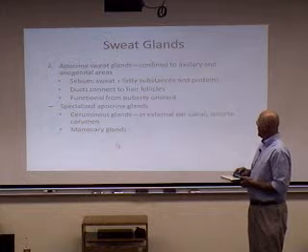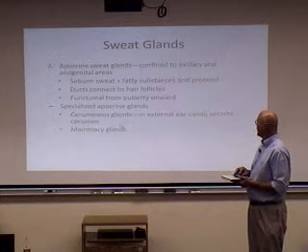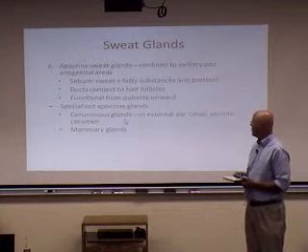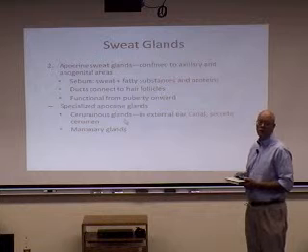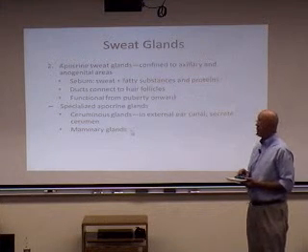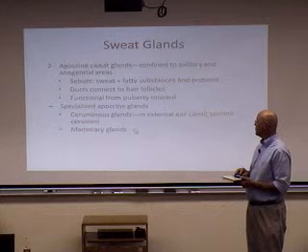And then we finally have these specialized apocrine glands. And here is the ceruminous gland. These are glands in your external ear canal that secrete cerumen, which essentially is known in common terms as earwax. And then also the mammary glands, the glands that secrete breast milk, are a specialized sweat gland, a specialized apocrine gland.